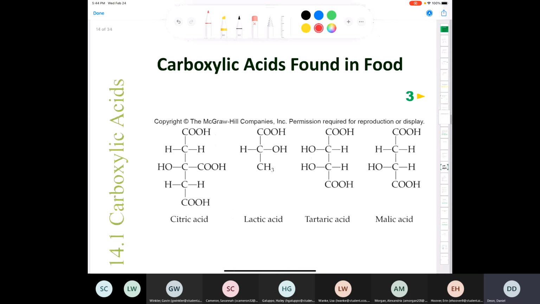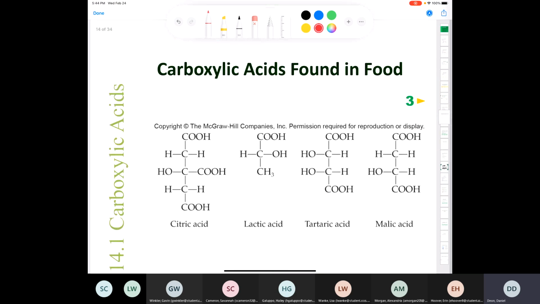All right. Here are some structures of some of those acids: citric acid, lactic acid, tartaric acid, and malic acid. You'll notice that tartaric acid and malic acid are dicarboxylic acids, right? They both have 2 carboxyl groups on them. Lactic acid only has 1. Also, you see that they have a bunch of hydroxyls on them, so that's kind of interesting. They must be really soluble in water.